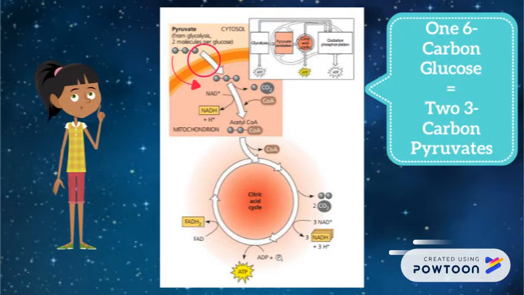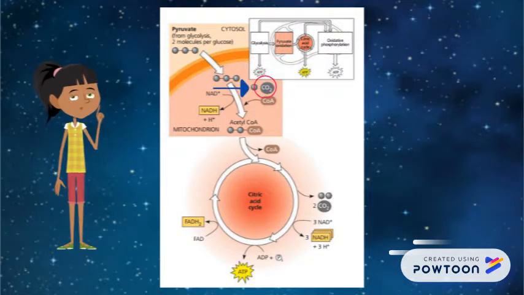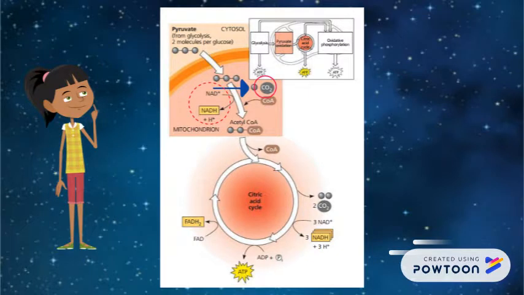Once inside the mitochondria, pyruvate undergoes a series of enzymatic reactions, removing carbon dioxide and oxidizing the remaining fragment, forming NADH from NAD+. The product is a 2-carbon molecule, acetyl-CoA.